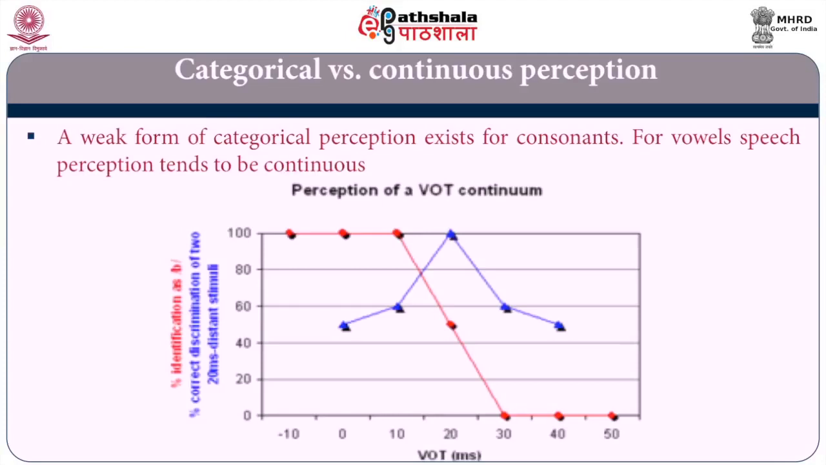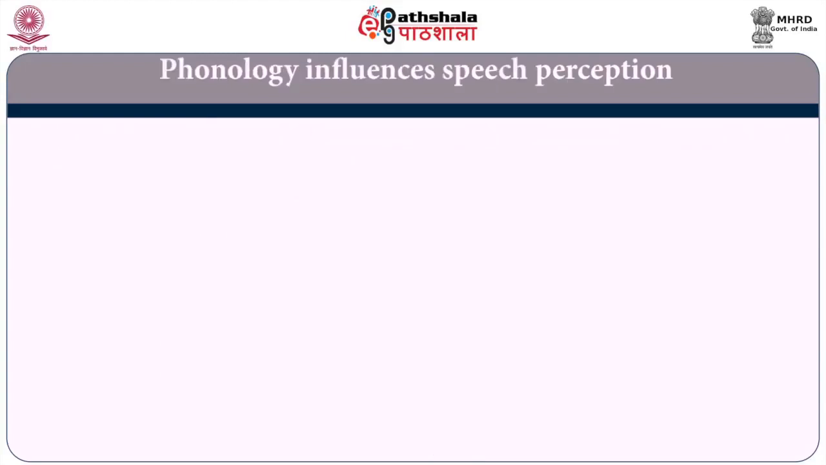So when you talk about speech perception, there is continuous speech perception, which mostly applies to vowels, and categorical speech perception, which applies to consonants, and categorical speech perception is not universal. The acoustic information required to categorize sounds varies from language to language. Not only that, as I said, the phonological principles of a language influence your perception. How do you explain this?